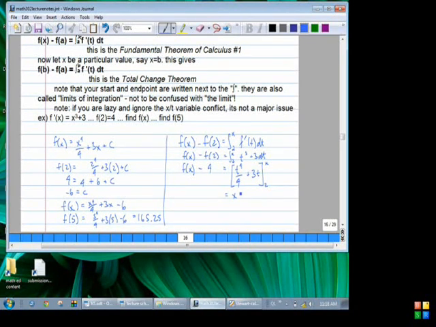So you get x to the 4th over 4 plus 3x. So here I've plugged in x. Now I'm going to minus plugging in 2. So when you plug in 2, you get 2 to the 4th over 4 plus 3 times 2.